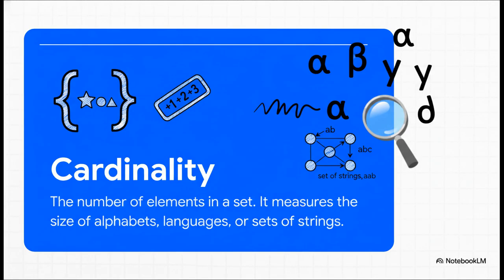And when we want to talk about the size of these sets, we use a formal term, cardinality. It's just a fancy word for how many things are in this collection. So, what's the cardinality of our binary alphabet? It's 2. And the cardinality of sigma squared, as we just saw, is 4.